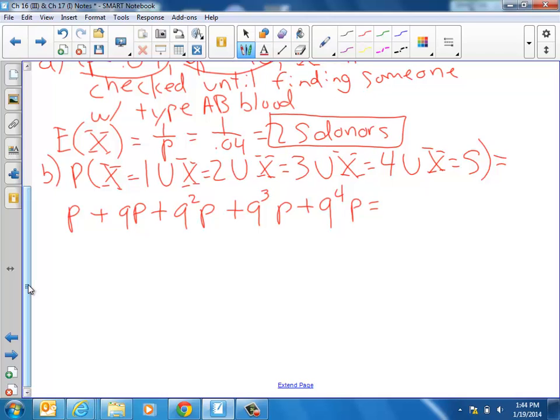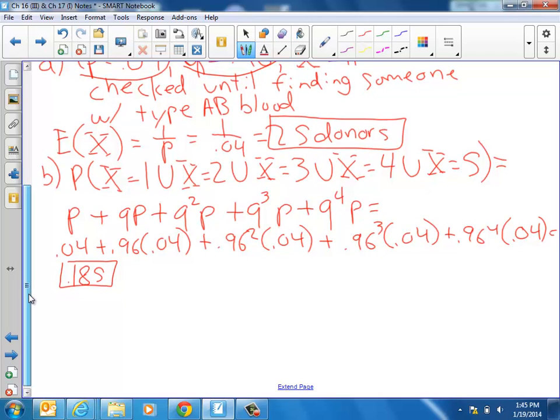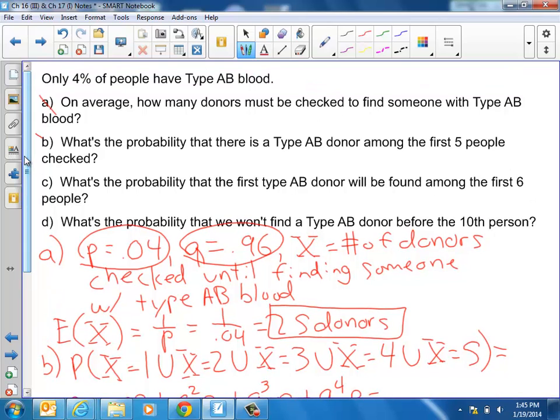Substitute in your Q's and P's that we wrote out above. You have 0.04 plus 0.96 times 0.04 plus 0.96 squared times 0.04 plus 0.96 to the third times 0.04 plus 0.96 to the fourth times 0.04. All of that is equal to 0.185 in the box. And there you go. That's the probability that we would find a success among the first 5, 5 separate things added up together. So we've knocked out B.